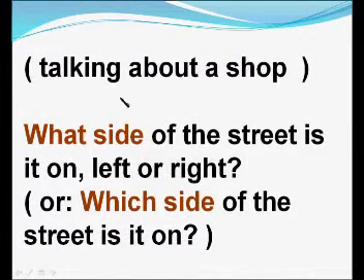If you're talking about a shop, for example, I could say, what side of the street is it on, left or right? And I can possibly use which here by saying, which side of the street is it on? So in this sentence, both what and which can be used. What side of the street is it on, left or right? Or which side of the street is it on?